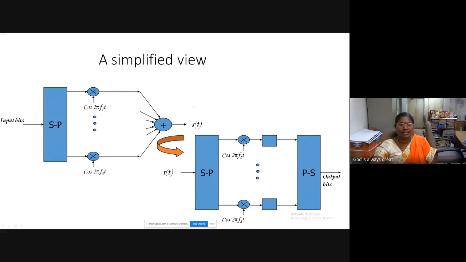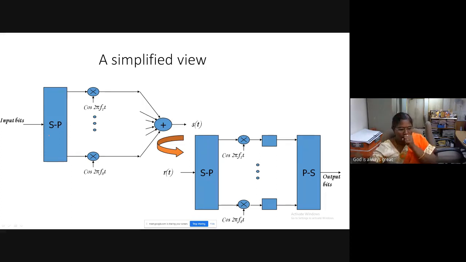Now, with this understanding, we will draw the OFDM transmitter. We take the input bits. It's a very high-speed data rate bit stream, so naturally we need to convert it from serial to parallel, into as many low-rate streams as possible, depending upon the delay spread value of your channel.